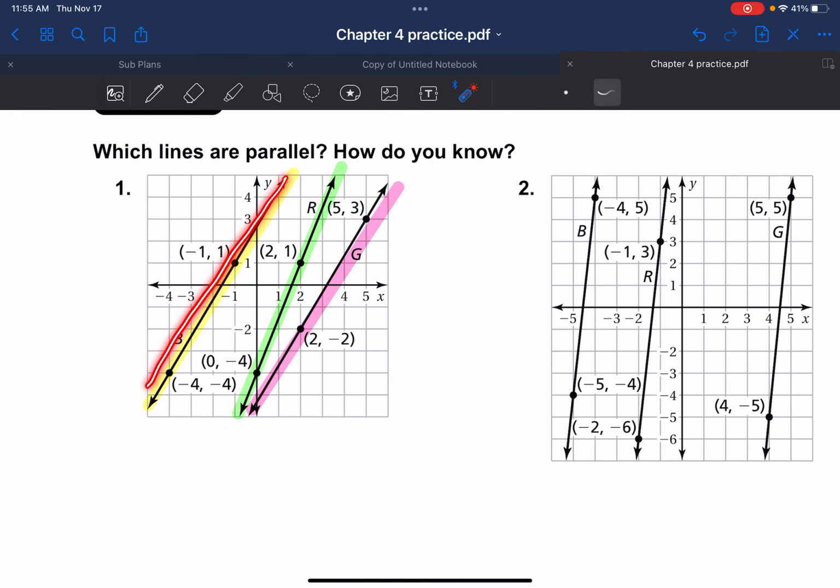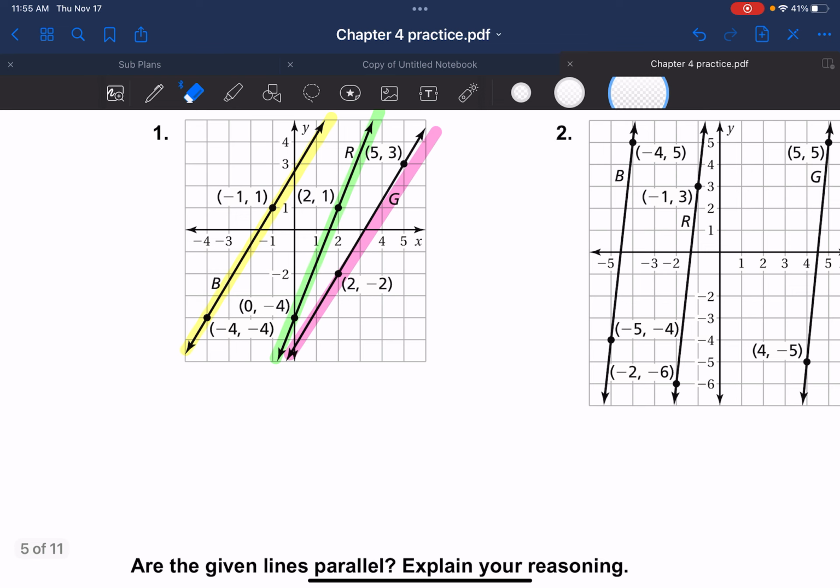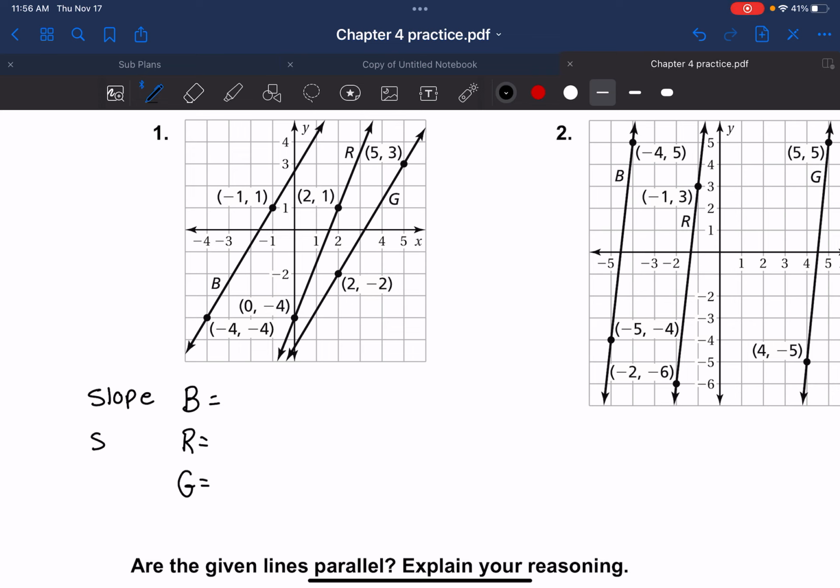But now, if you don't highlight, it's okay, because if you look, they did label them. This line is called B, this line is called R, and this line is called G. So if you want to do B, R, and G, that would be just as fine. In fact, I might do that, since they are doing it with a label. I would just start like this. I'd say B equals, R equals, and G equals. And now this is where I'd want you guys to put the slope of each of these. The slope of B, the slope of R, the slope of G.